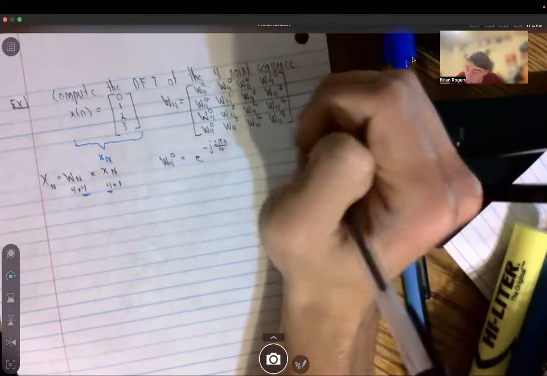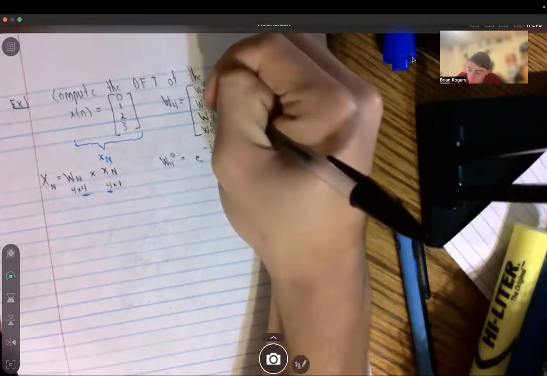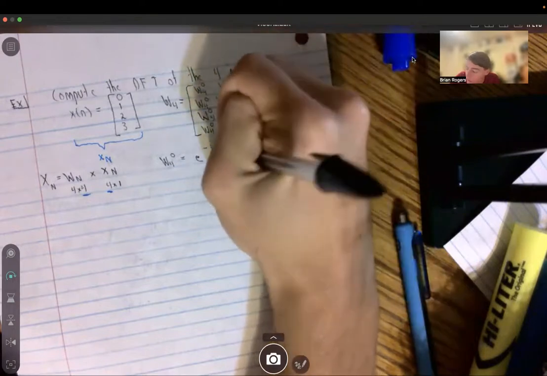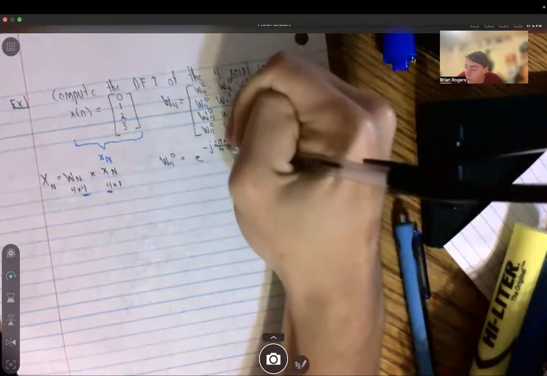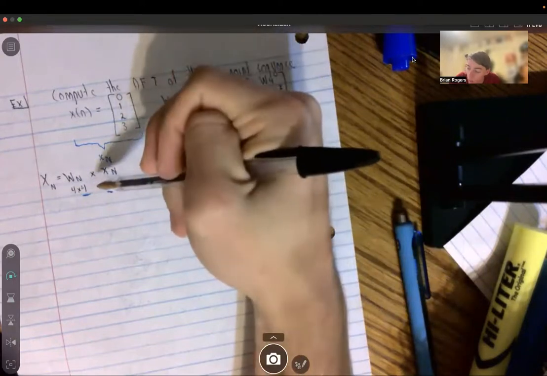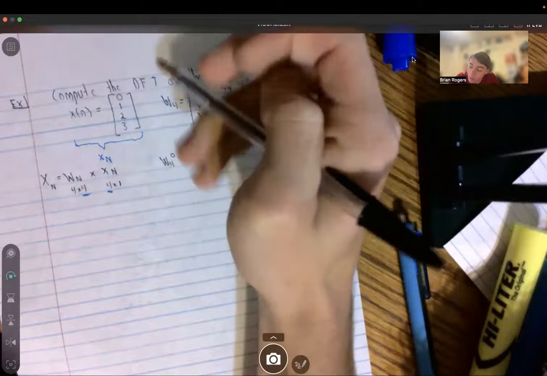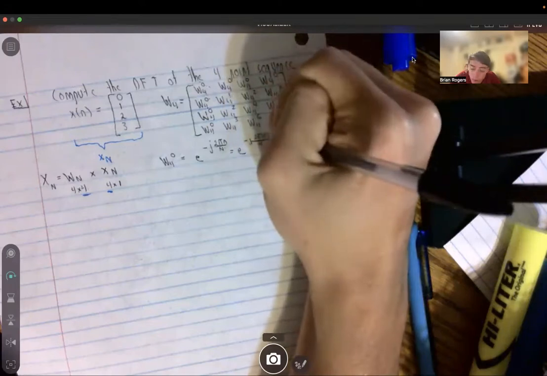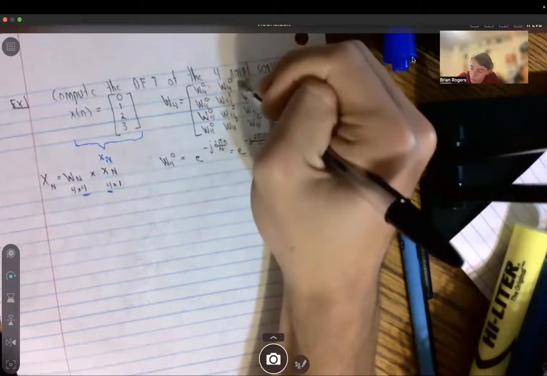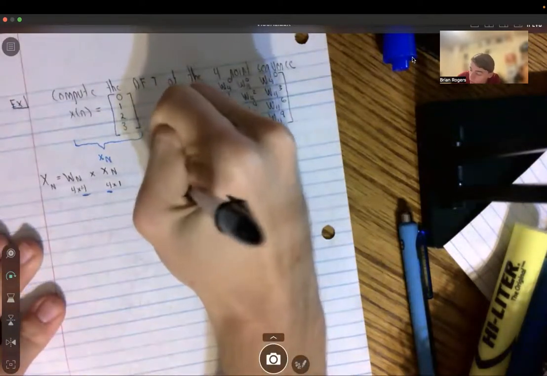Substituting in, we're going to start at 0, because this is the 0th element. So it's e to the negative j 2 pi times 0 all over capital N, which we determined was 4 because that is the length of your matrix. It's a 4 by 4, so capital N is 4 because this is W4. But remember, e to the power 0 is just going to be 1. And so that's why for all these to the power of 0, it's just going to be 1.